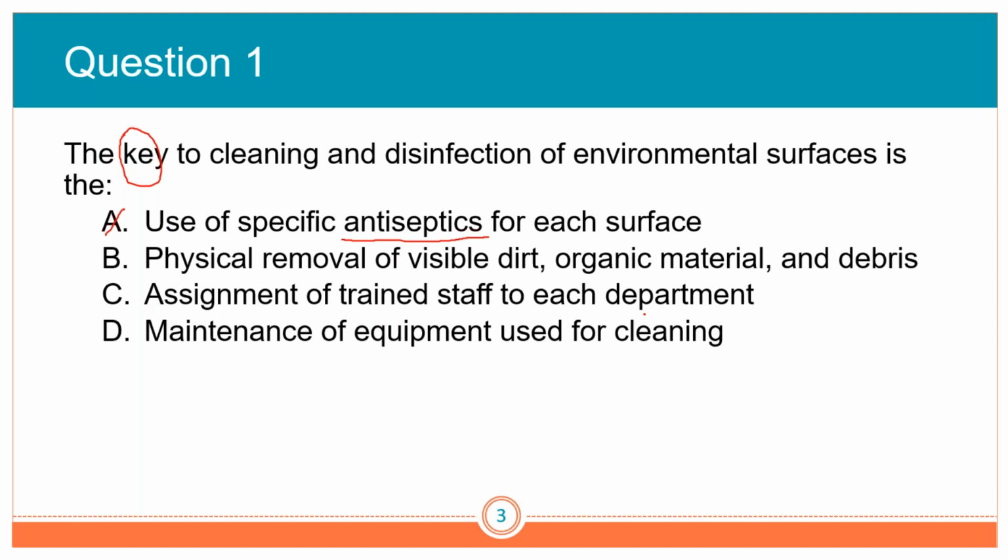Assignment of trained staff to each department, that seems a little bit misplaced. So yes, training staff is extremely important, but assignment of trained staff to each department, not entirely sure that that's the key to cleaning and disinfection. So C would not be one of my answer choices. Maintenance of equipment used for cleaning. Now, for me personally, I feel like when taking this, I would really narrow it down to either B or D. Maintenance of equipment used for cleaning is very important, and they talk about that in the APIC text. So in the APIC text, they talk about you ensuring that the equipment your staff are using is checked. It's actually really important.